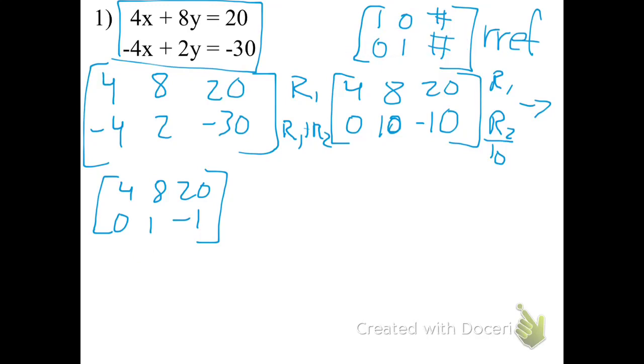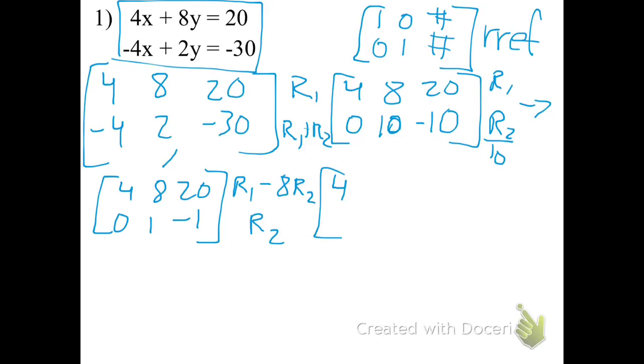Now I need to change my first row, so this guy here is going to be 0. To do that, you take row 1 and subtract 8 times row 2. Because if you take this one, multiply it by 8, and subtract that from row 1, you would get a 0 there. So let's do that, and we'll leave row 2 the same. You get 4, because 4 minus 8 times 0 is just 4.